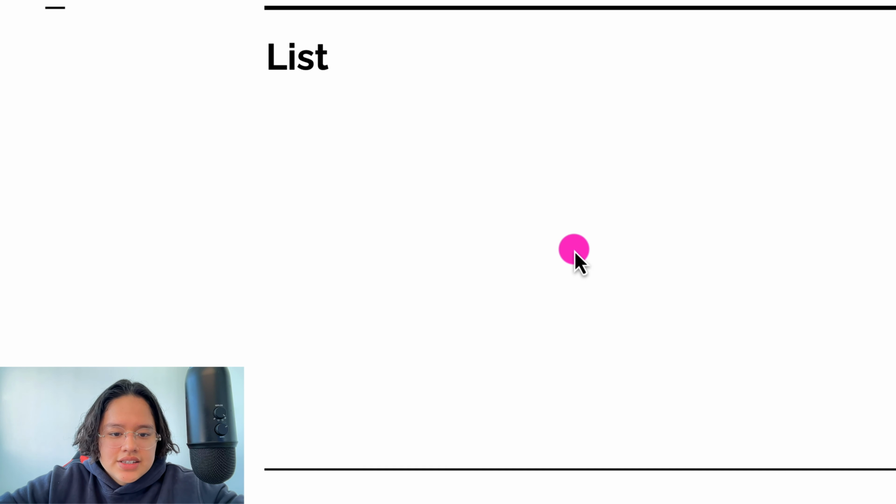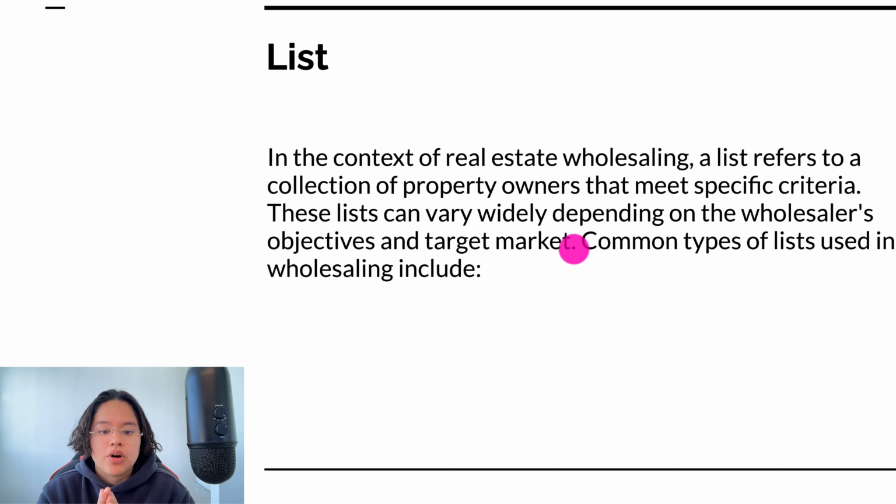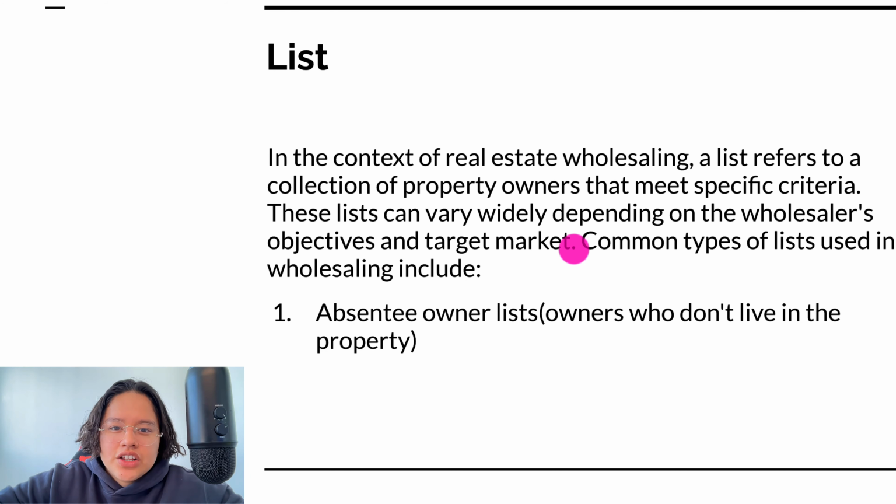So what's a list? In the context of wholesaling real estate, a list refers to a collection of property owners that meet specific criteria. This list can vary widely depending on the wholesaler's objectives and target market. So it's basically just a list of property owners. And I'm going to show you an example, because that's better than telling you guys.